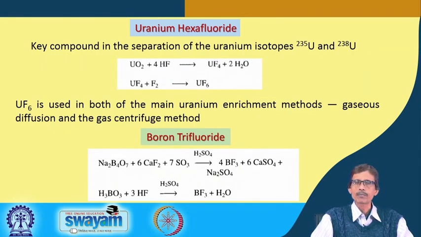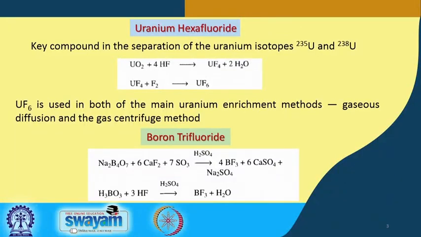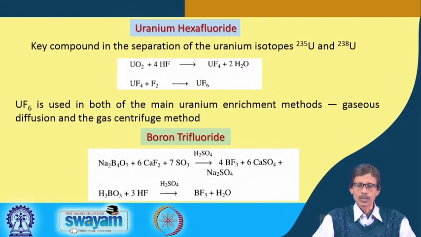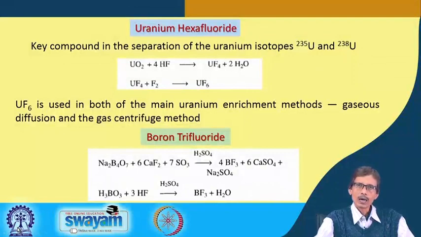So, in that particular case you have to react with a simple acid-base reaction, because if you react it with HF, that H3BO3 can directly react to give you your BF3 and the water molecule. So, via boric acid also you will be able to make your boron trifluoride.